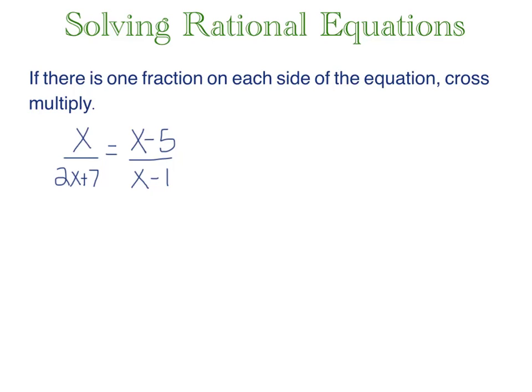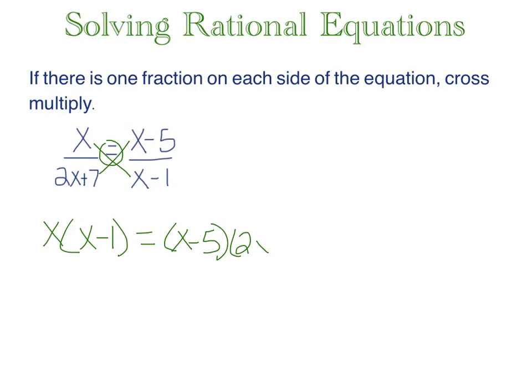So here we have x over 2x plus 7 equals x minus 5 over x minus 1. Remember, when there's an equal sign, you can just multiply across like this. So we'll go x times x minus 1 equals x minus 5 times 2x plus 7. And then we're going to have to distribute this out. So this is x squared minus x equals 2x squared, and then plus 7x minus 10x minus 35.